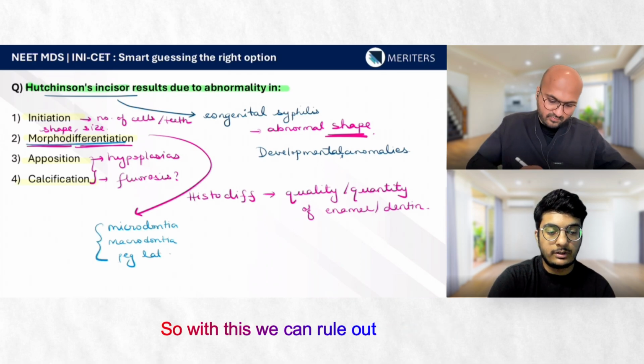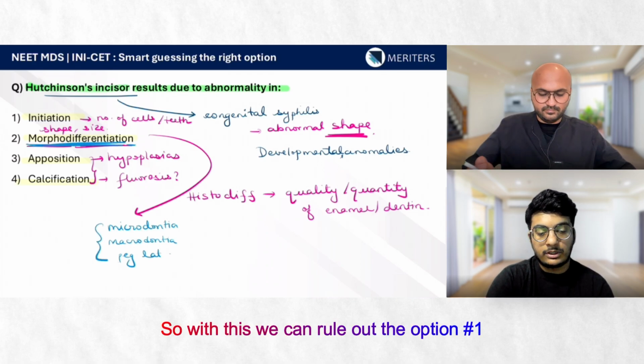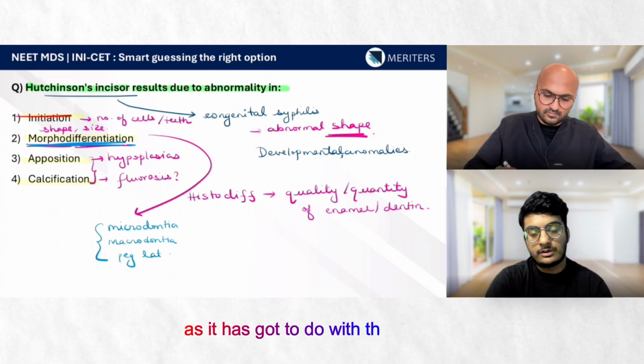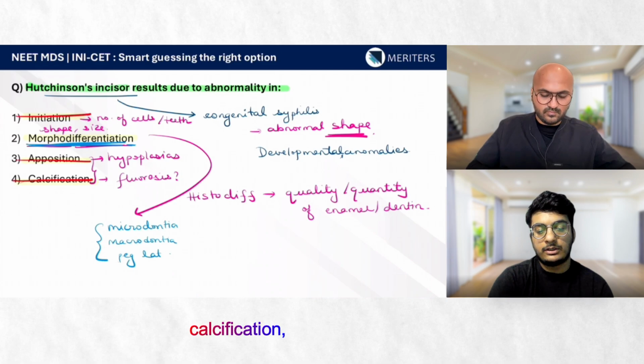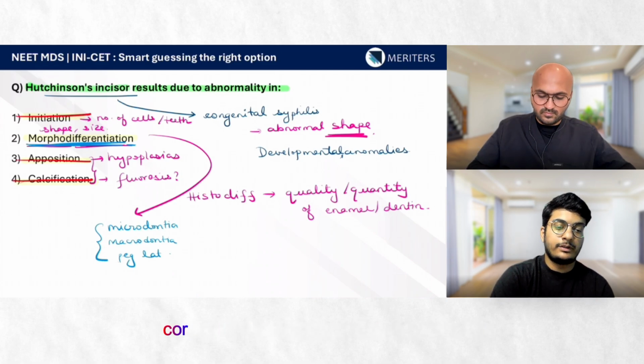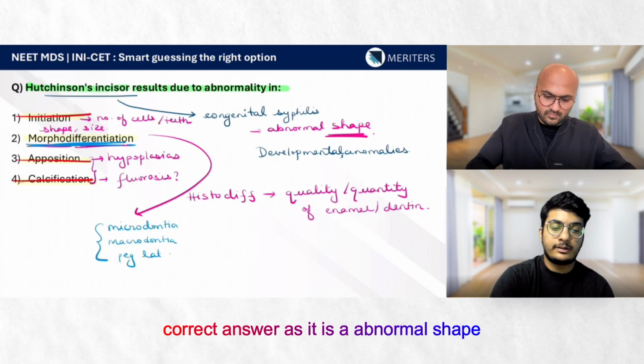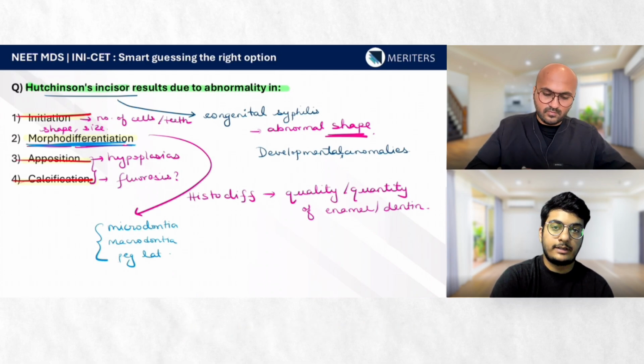of tooth development. So with this, we can rule out option number one, initiation, as it has got to do with the number. Apposition and calcification both have to do with the calcification, hypoplasia, fluorosis. And morphodifferentiation would be the correct answer, as it is an abnormal shape in this case. Or it would have been size also.